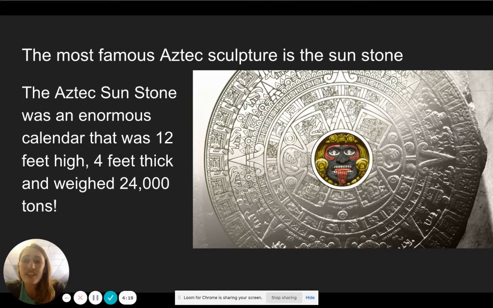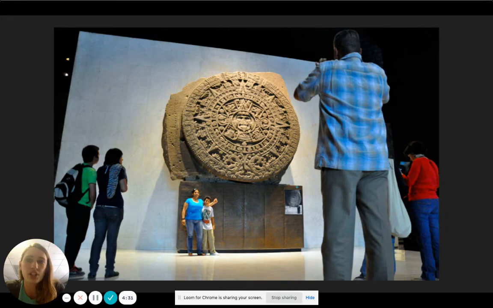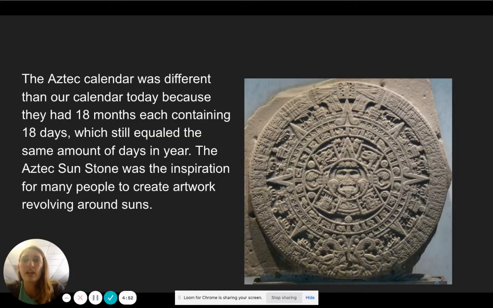And it is 4 feet thick, and it weighed 24,000 tons. Not 24,000 pounds, which would still be a lot, right? But 24,000 tons. So very, very, very large. And you can actually go and see it in Mexico today. It is on display. You'll notice that around the edges, it is unfinished. They never finished it. So it's still kind of rough on the backside. So it would have been even more detailed than what you see here, which is pretty crazy.